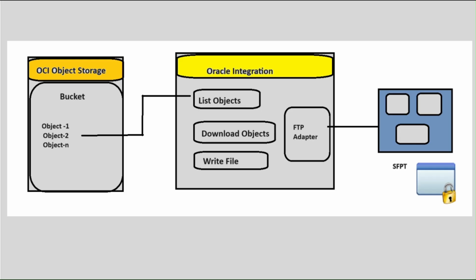So from this video, I hope you understood what object storage is and what configurations are required to create dynamic groups and policies, and how to create an OIC integration in order to use the OIC object function to push all the files from the OCI object storage to the SFTP server.